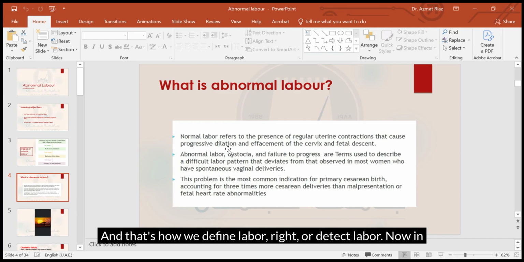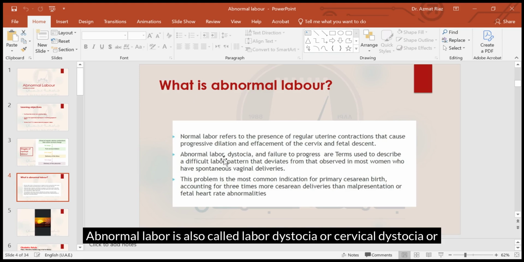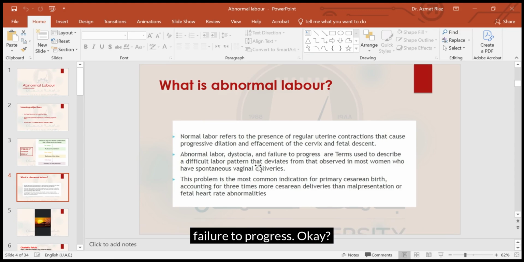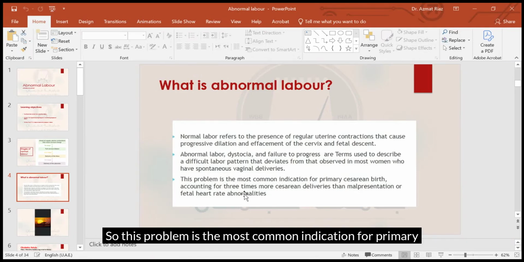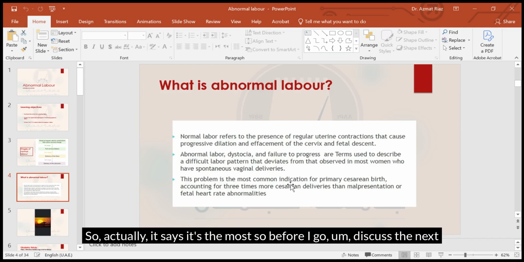Or detect labor. Now, abnormal labor has a few alternative terms. Abnormal labor is also called labor dystocia or cervical dystocia or failure to progress. These terms are used interchangeably. So this problem is the most common indication for primary cesarean section, which means if a woman is having a C-section for the first time, this is one of the most common indications, accounting for 3 times more cesarean deliveries than malpresentation or fetal heart rate abnormalities.